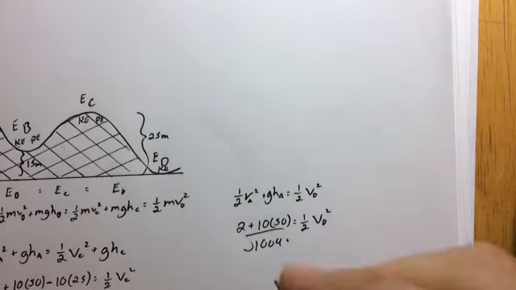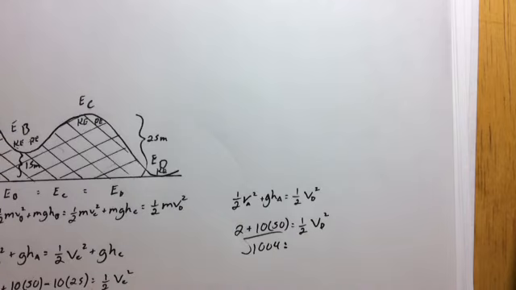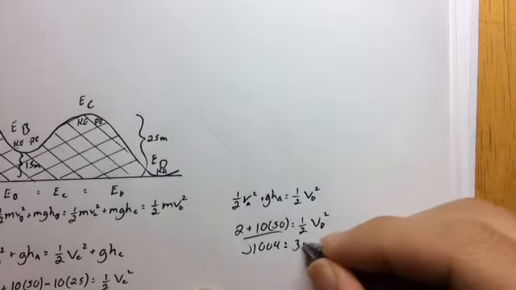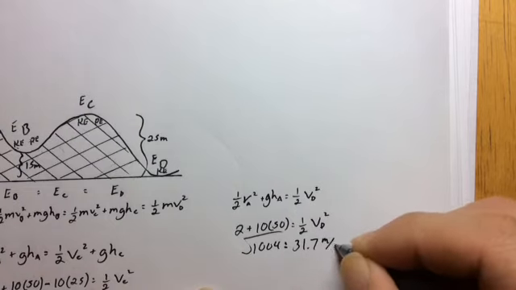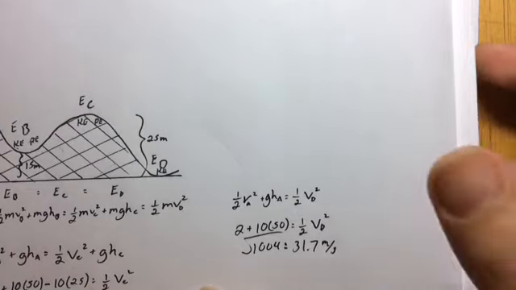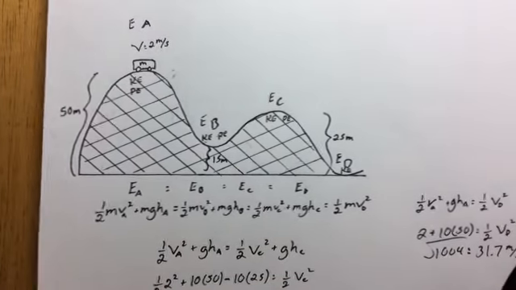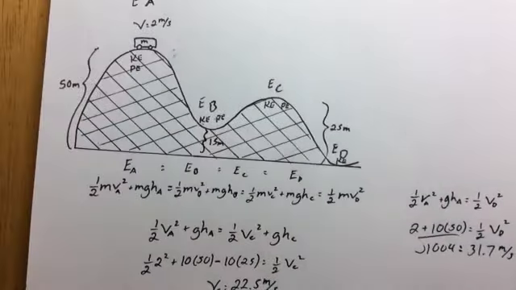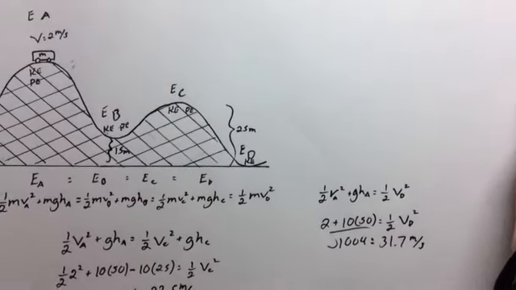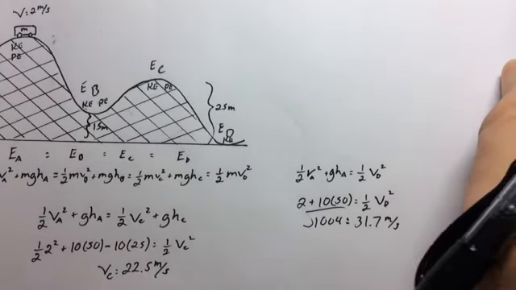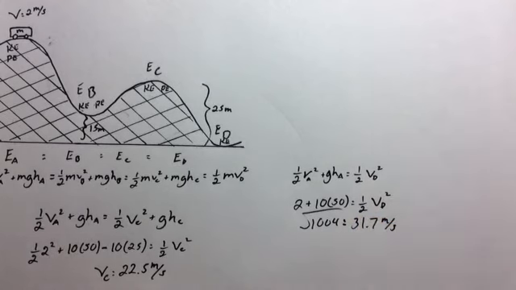So is this twice the amount as 22.5? Well, I don't think so. Let's see. Square root of 1,004 gives me 31.7 meters per second. All right. So we have this change, but just because we changed another 25 meters doesn't mean we get twice as fast. All right. So there you go. Final velocity right there.